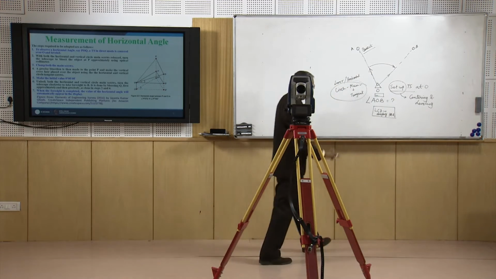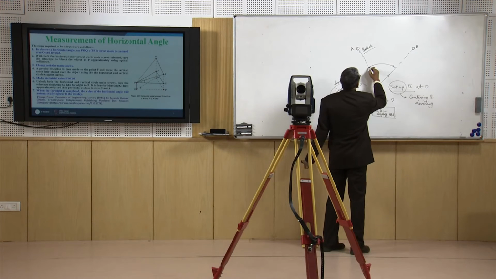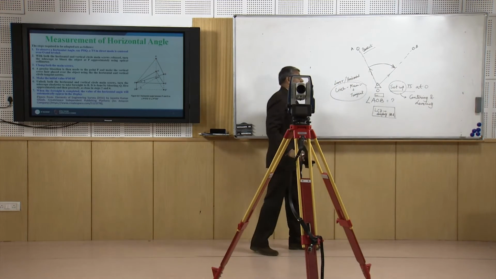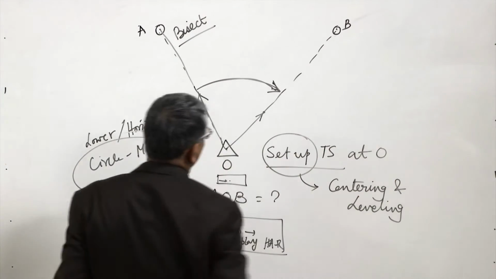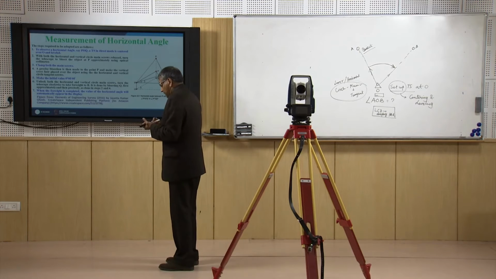Now here you have to keep it in mind that the angle is always measured by rotating the telescope in the clockwise direction, that is towards the right of the observer. So this is another point which has to be kept in mind.